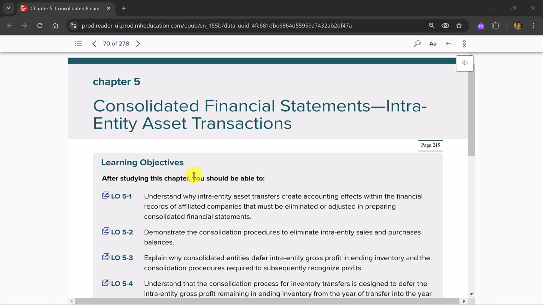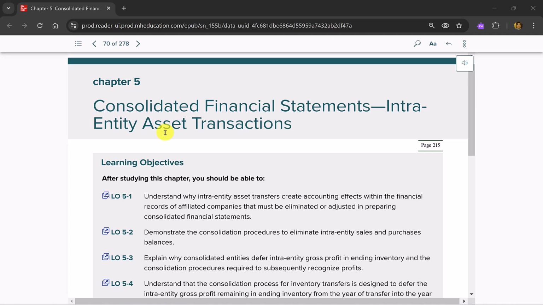But the main topic in chapter 5 is when one company in our consolidated group transfers an asset, could even be a liability, to another company in that same consolidated group. Most times when we transfer assets, we are really selling it from one company to another in the same consolidated group. And we are not going to report any gain or loss on those transactions until that asset is transferred or resold outside of the consolidated group.